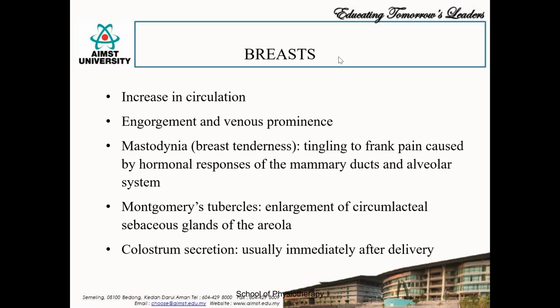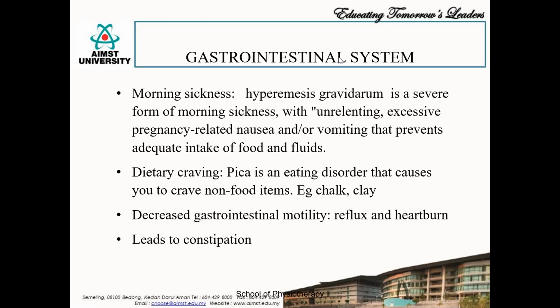So this will make the nipple softer so that the baby will be able to drink the milk properly. Then immediately after delivery, the first secretion is called colostrum, and this will have a lot of nutritional value. So immediately after the delivery, they will have a secretion that is called colostrum.